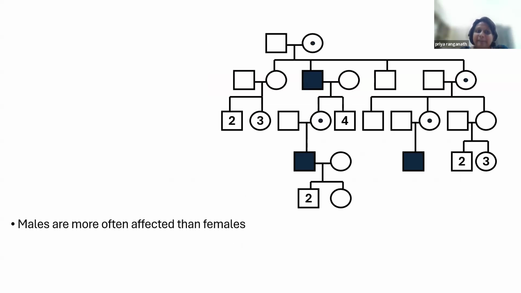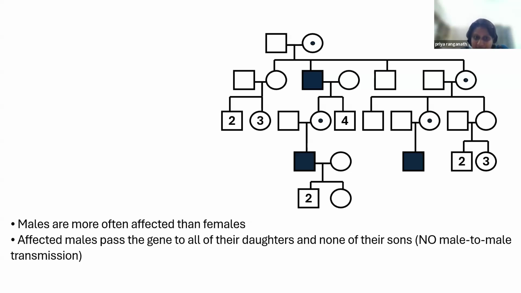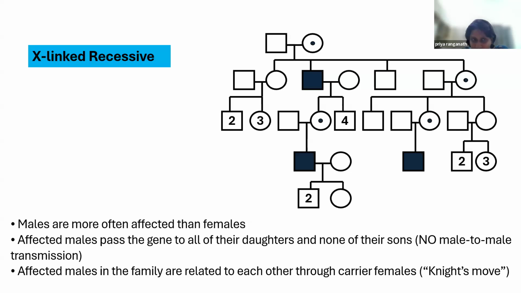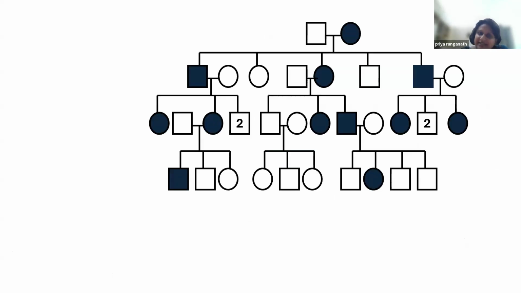So here males are more often affected than females. You have affected males passing it to all of their daughters and none to their sons, and affected males in the family are related to each other through carriers. So this is what we see as a knight's move pattern. The carrier is depicted here by a dot. So this is an X-linked recessive disorder. And here, this is very difficult because it is difficult to differentiate between AD and X-linked dominant.